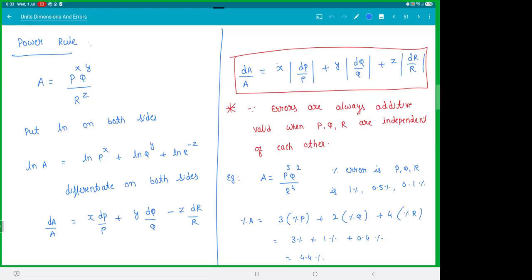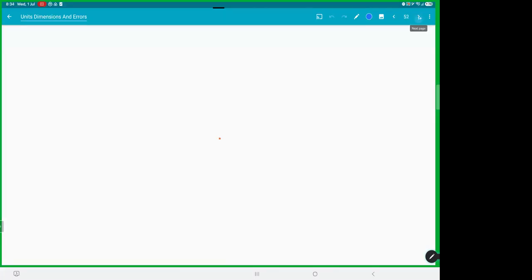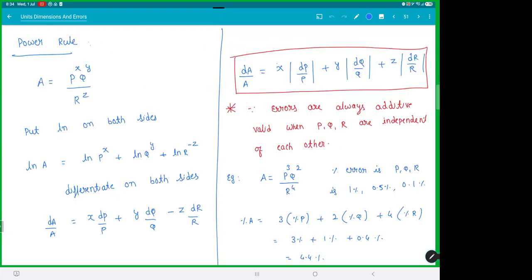Great. So the last thing that we did was the power rule. Let's see something on this. That's your power rule.